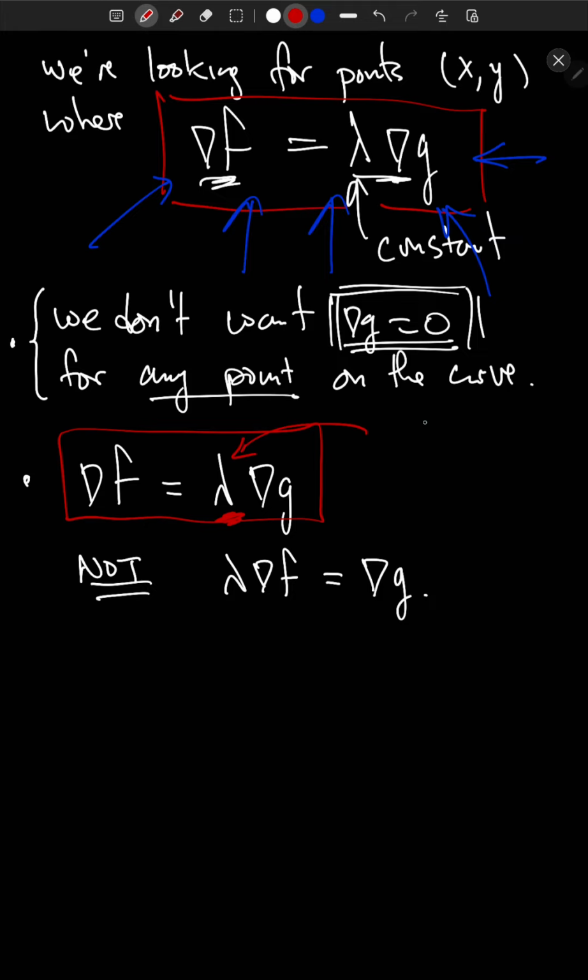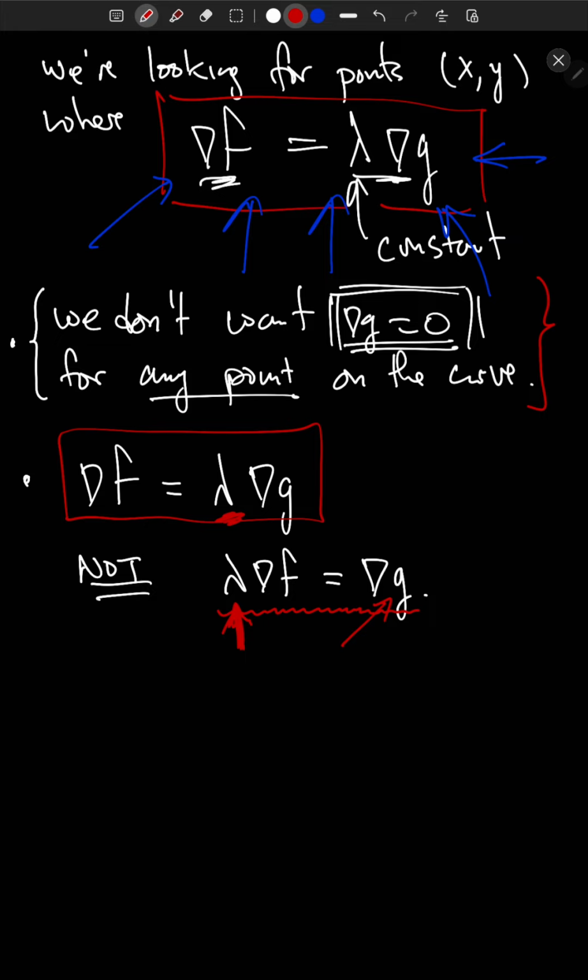If lambda happens to be 0, then you're never going to be able to solve this situation, right? Because when lambda is 0, you're going to be asking for gradient g to be 0. But if you follow the instructions from the first part, gradient g is never 0, right? So you're going to miss a critical point. You're potentially going to miss a critical point if you put the lambda on the left side.